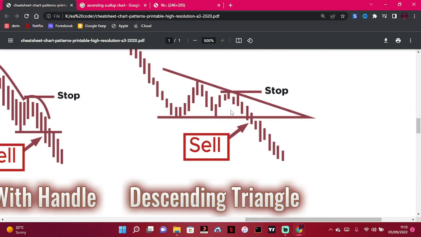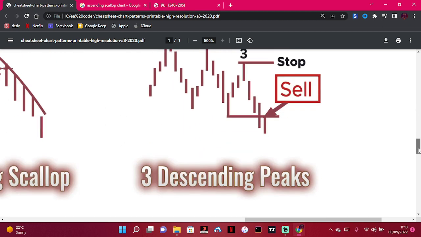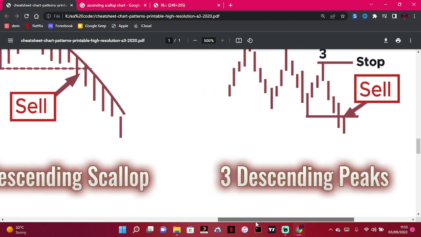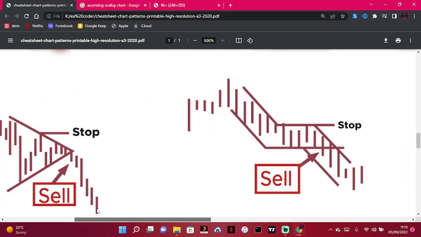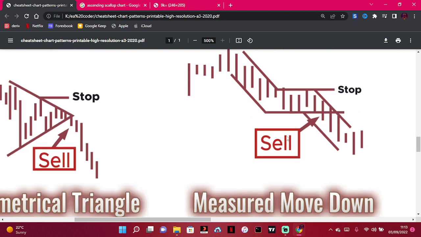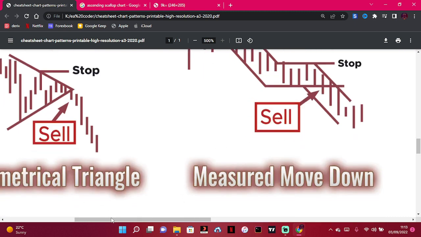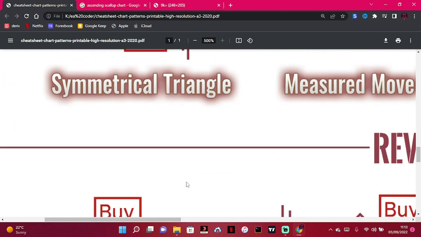And the descending, this one is actually for the downtrend. So everything I've talked about still applies here, and this one over here is similar to what I've talked about. And the descending scallop, this one you now have to draw the curved line from the top, not below, and now you have to draw the line just below the candlesticks. Once that breaks out, you enter a sale, okay. And finally the sale one for the measured move down, and then the symmetrical triangle.